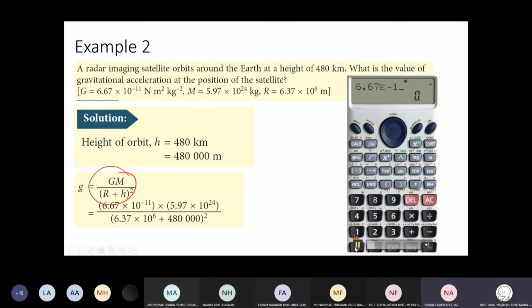Okay, dapat jawapan dia 8.49 meter per second squared. Okay, dapat tak?